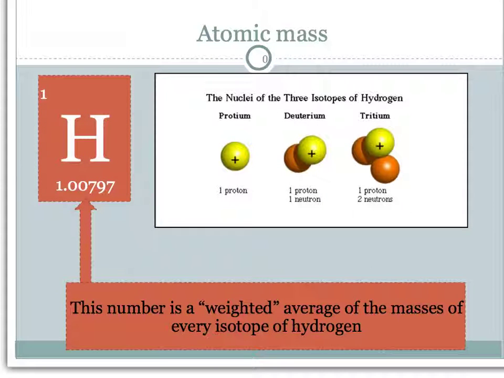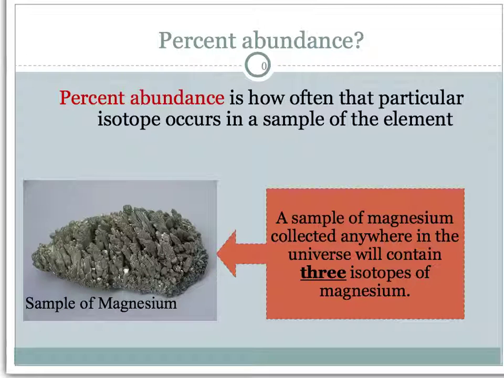So this number is a weighted average of the masses of every isotope of hydrogen, not just the one. And that's what we're looking for today, how they actually go about figuring that number. Just a couple of things before we get to the math of it: this idea of percent abundance. Percent abundance is how often the isotope occurs in the sample of the element.